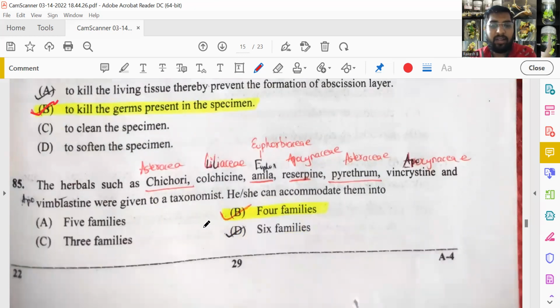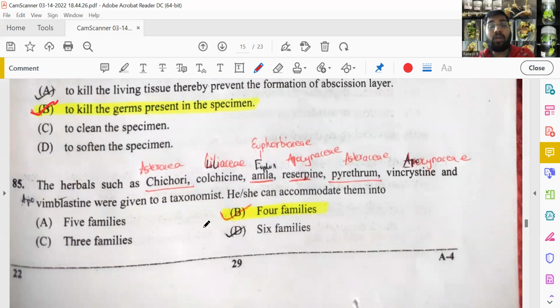And this was a bit of a tricky question because you have to know which family each plant belongs to. The herbals are given over here and they were given to taxonomists. You have to group them into how many families they belong to. So this was a bit challenging. If you know the common names and the scientific names, then this would have been very easy. Chicory is used in coffee. Whenever making coffee powders, they add some chicory, right? Chicory actually belongs to the Asteraceae family.